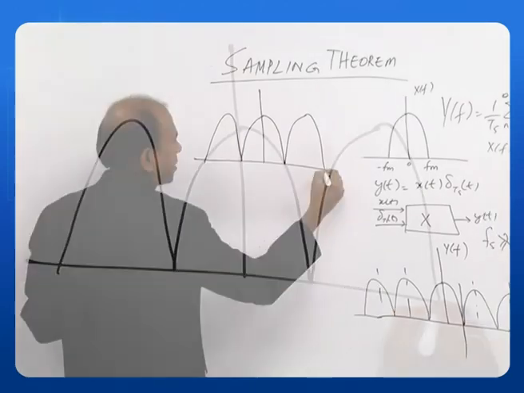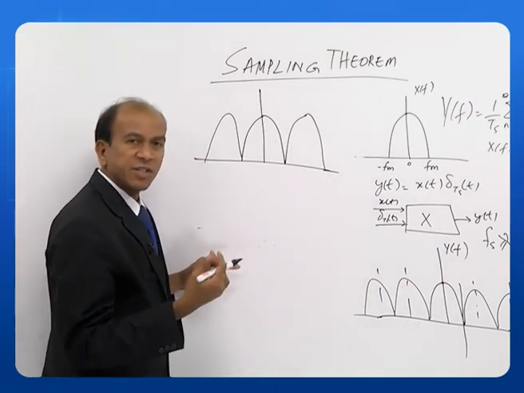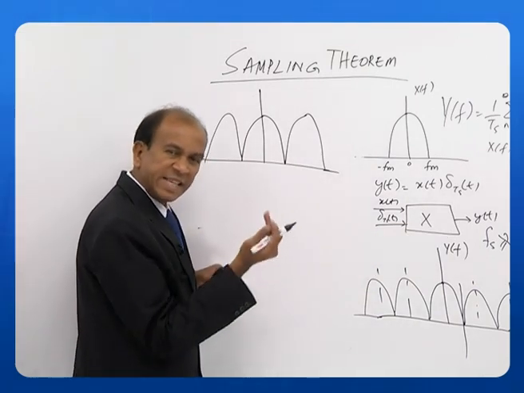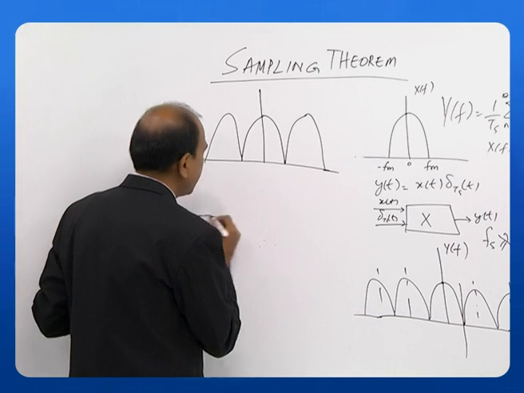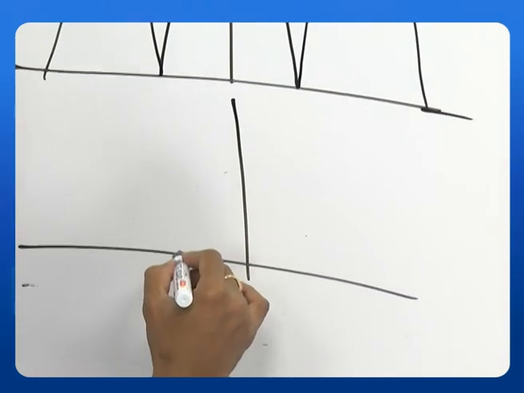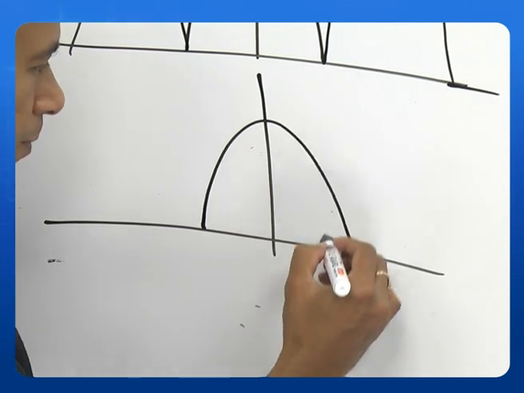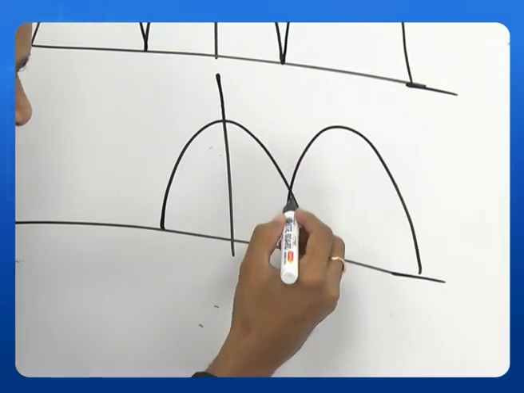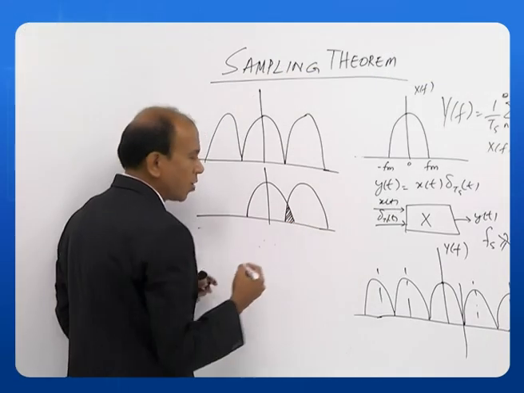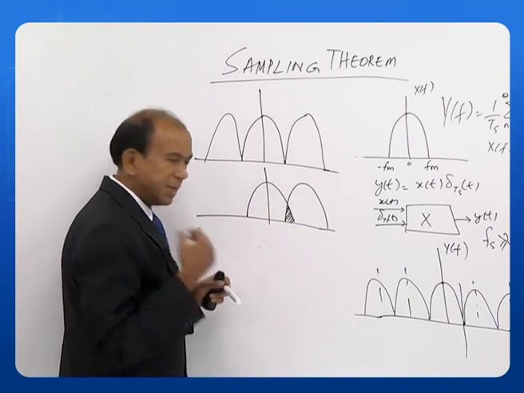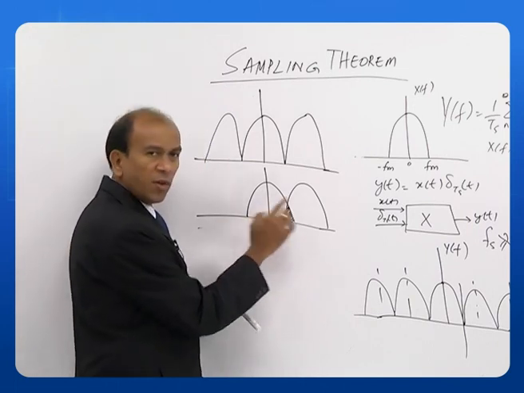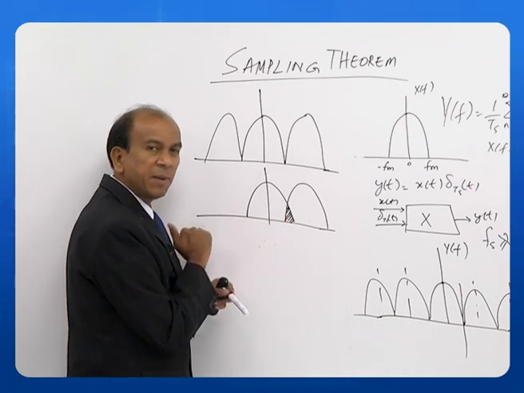Okay? But if that condition is not satisfied, in the sense that the sampling frequency is less than 2Fm, what will happen here is, if you look at this, there will be an overlapping. That means, now if you see this, the signal recovery will be difficult.